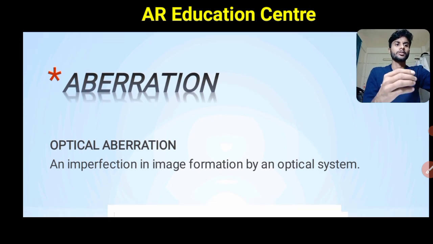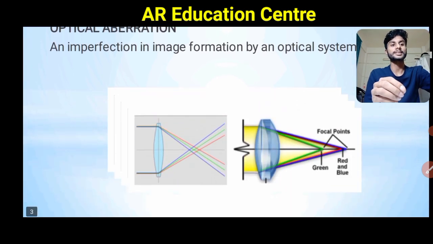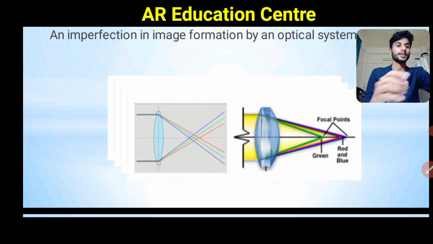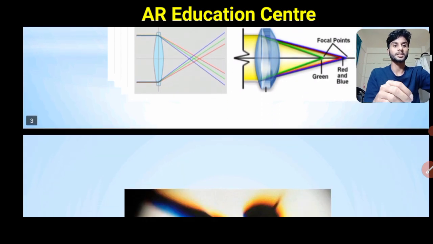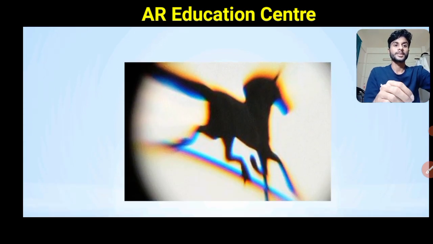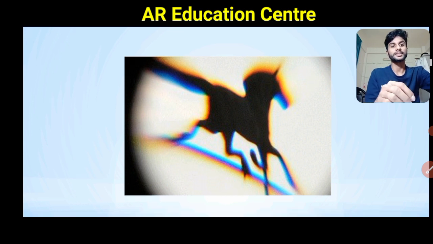First of all, for better understanding of aberration, we have to know what is optical aberration. An imperfection in image formation by an optical system is called aberration. These two figures explain the aberration phenomenon. An aberrated person can see a horse like this image.